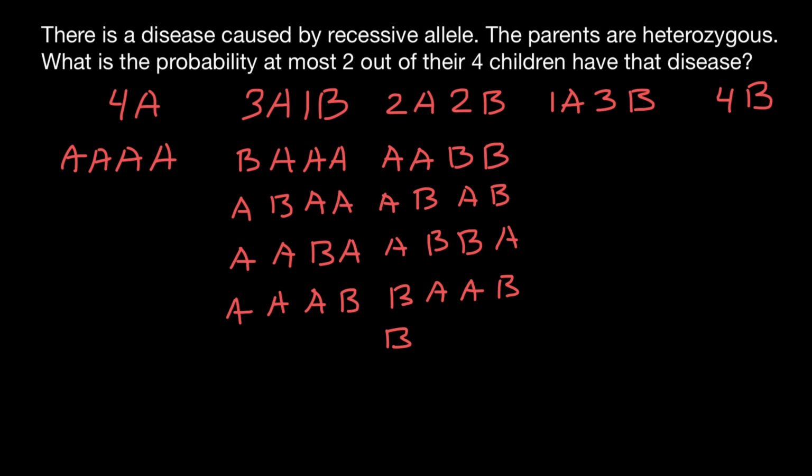Yet another variant would be unhealthy child, then healthy, unhealthy, and healthy child. And the last combination would be 2 unhealthy children in a row and then 2 healthy children. And here we have 6 variants. Before, we had 4 variants with 3 healthy and 1 unhealthy. And this time we have only 1 healthy and 3 unhealthy.